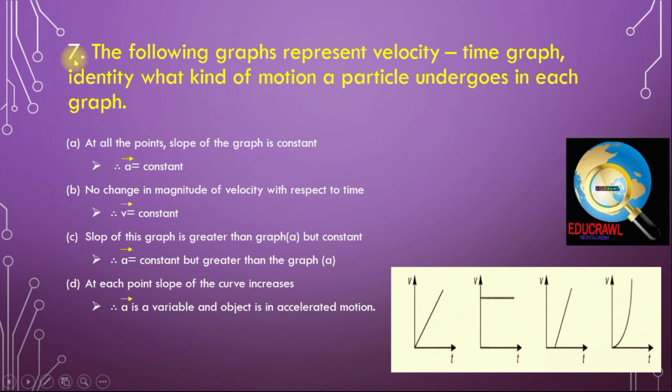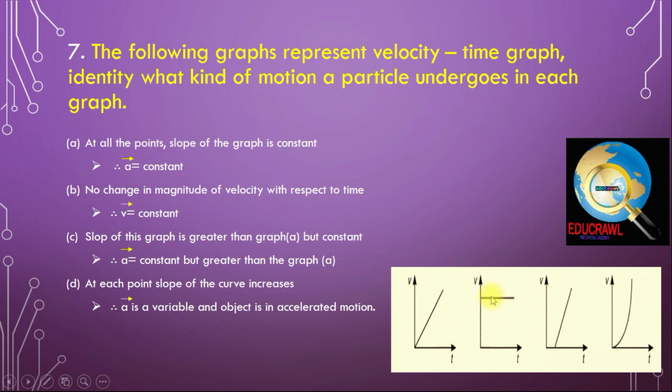The next problem, the 7th one: the following graphs represent velocity-time graphs. Identify what kind of motion a particle undergoes in each graph. If you see the first graph, it is a velocity-time graph. The slope is constant. Slope means the value of y by x. On the y-axis we have taken v, on the x-axis we have taken t. So if you find the slope between them, that is v by t, which is nothing but the acceleration. If you find that it is constant, the first graph says that acceleration is constant.